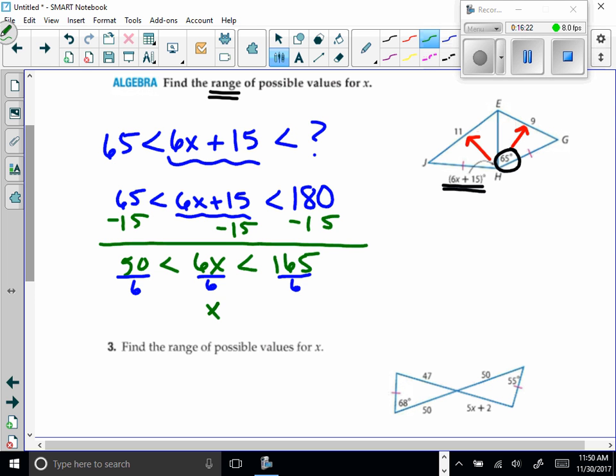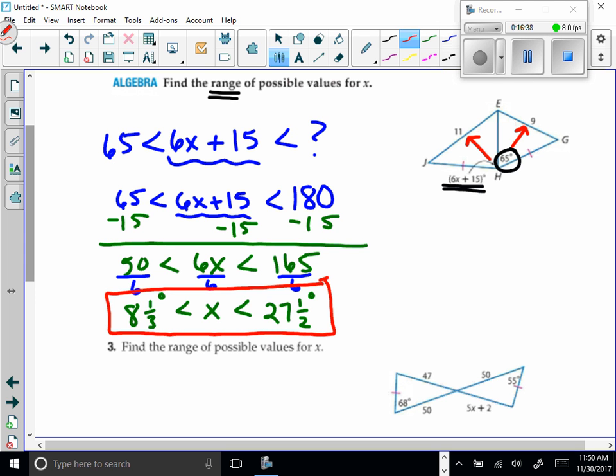So I would have x is greater than 8 1/3 degrees, and 165 divided by 6 would be 27 1/2 degrees. So this is my range of values for x. So when I'm doing an angle inside a triangle, if I'm looking for the lowest it can be, obviously it has to be greater than 0 degrees. For the greatest, it has to be less than 180.